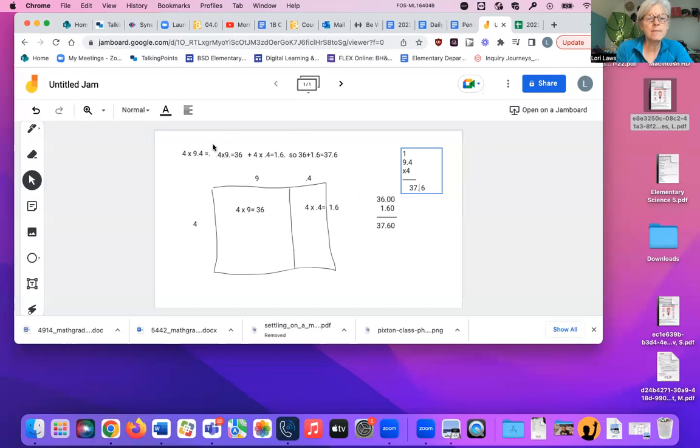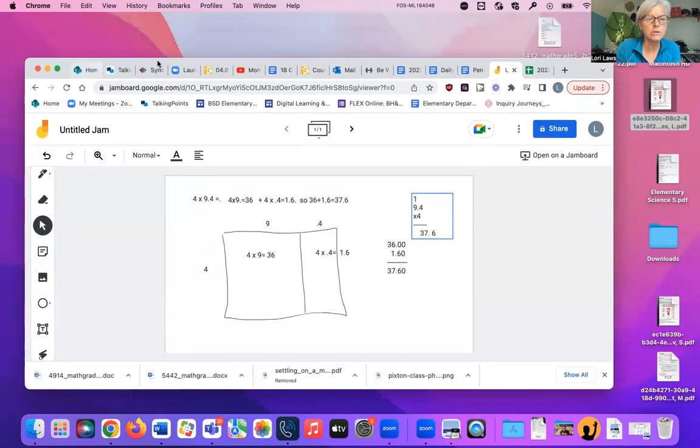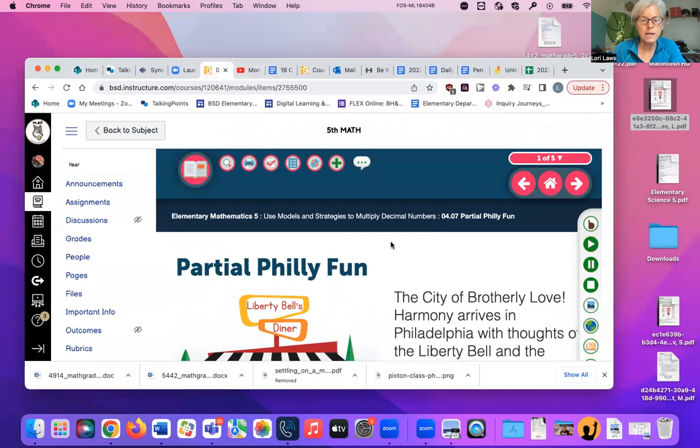This is the same thing done a little different way. I took the 4 times 9 right here, and then I did the 4 times 0.4. I distributed it. I did this one and then that one. 36 plus 1.6 equals 37.6. You can see these are the same partial products. So that's what they're asking you to do in the problem today. They're asking you to look at those partial products.